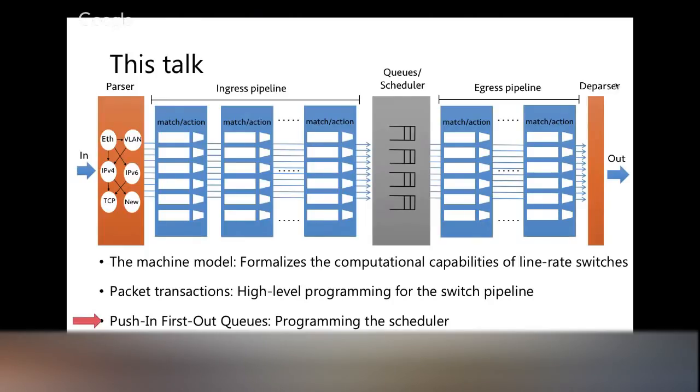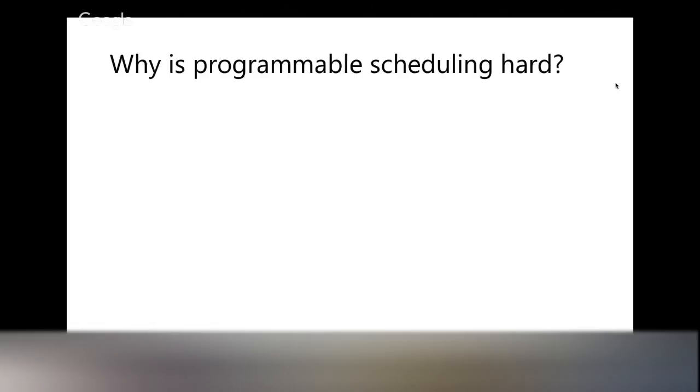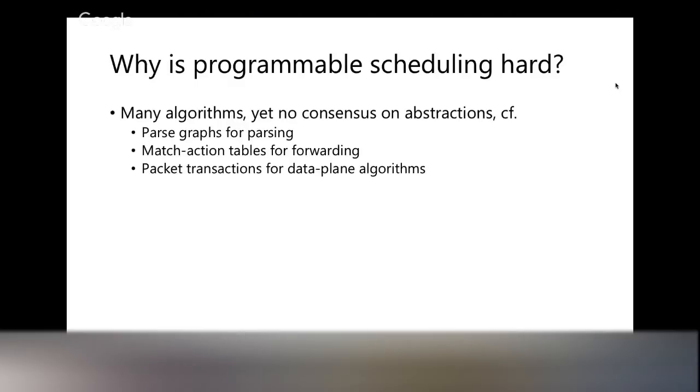And so far, if you look at switches, the schedulers on them are fairly limited. These are things like round robin, priorities, and traffic shaping. And you can change the coefficients in these algorithms, set a few configuration settings, but can't change the underlying algorithmic logic itself. So why is this? Why has programmable scheduling been so hard? I contend that it's not for a lack of algorithms. We have enough scheduling algorithms, but there's little consensus on the right abstractions that underlie all these scheduling algorithms.